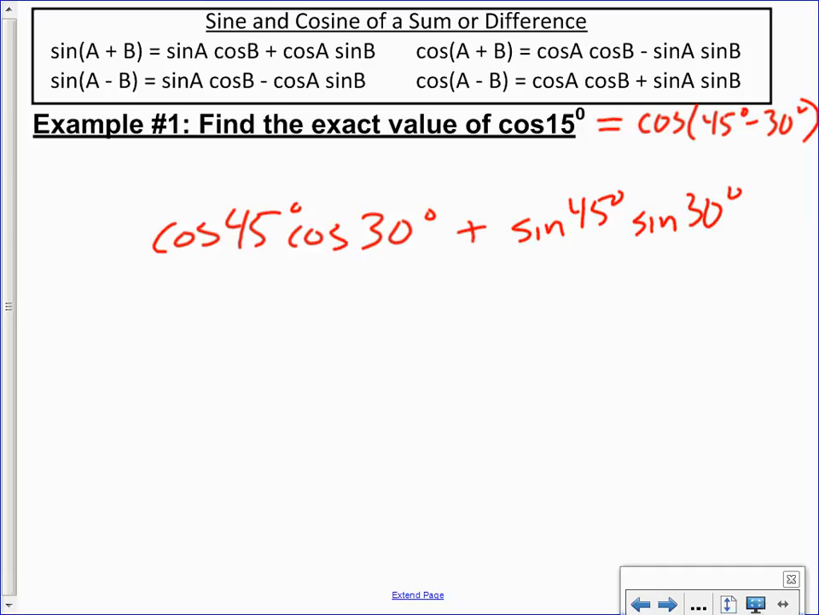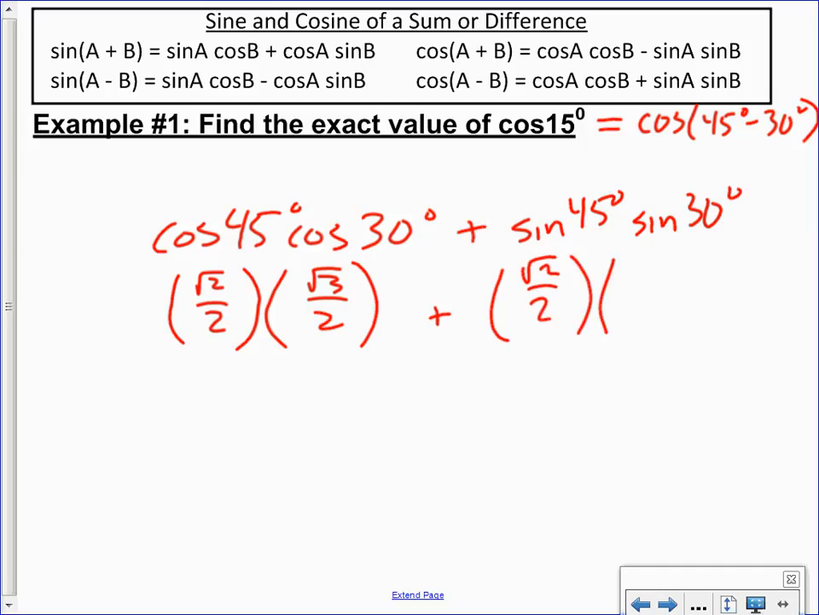These are easy. Cosine of 45 is root 2 over 2. Cosine of 30 is root 3 over 2. And then sine of 45 is root 2 over 2, sine of 30 is 1 over 2. Multiplying it out, this is the square root of 6 over 4, plus the square root of 2 over 4. So it's the square root of 8 over 4?